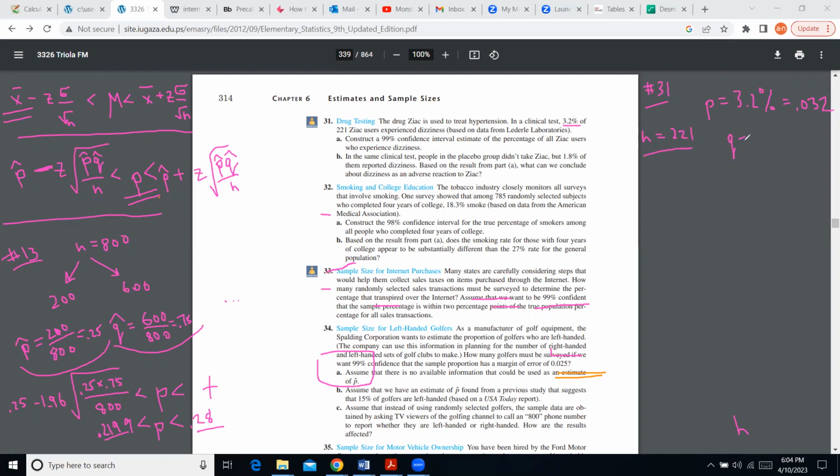So how about Q? How about 1 minus P? Well, let's subtract that 0.032 from number 1 and get Q. It's 0.968. This is my Q. If you want 99% confidence, we already know that's 2.575, right? The z-score. 2.575.